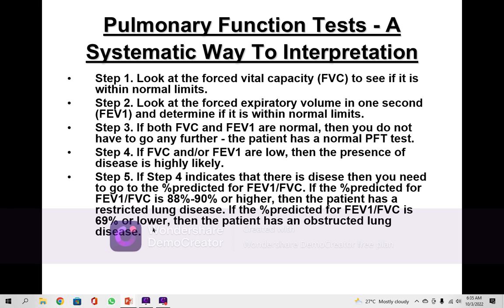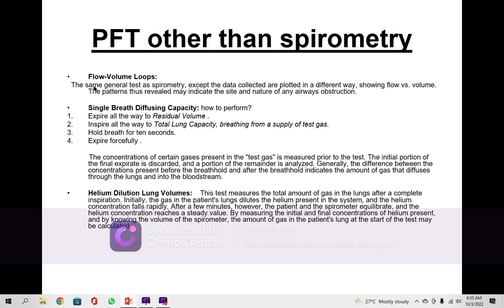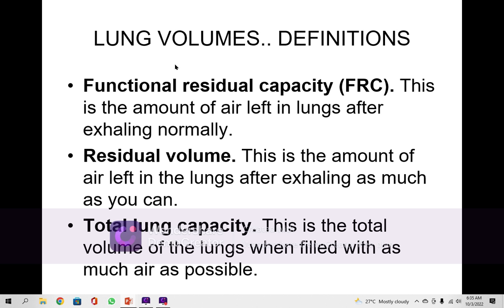Steps are written here. I don't want to repeat them again. Indication should be there, everything should be recorded, then spirometry and volumetry will be done, and the interpretation afterwards. Volumetry includes flow volume loops, and helium dilution, carbon monoxide or other gases can be used for the diffusing capacity. Usually we will not do this test. Lung volume definitions: the functional residual capacity is the amount of air left in the lungs after exhaling normally.